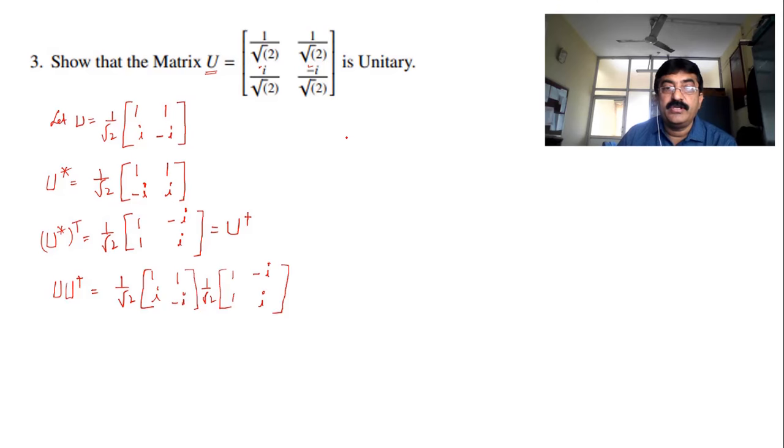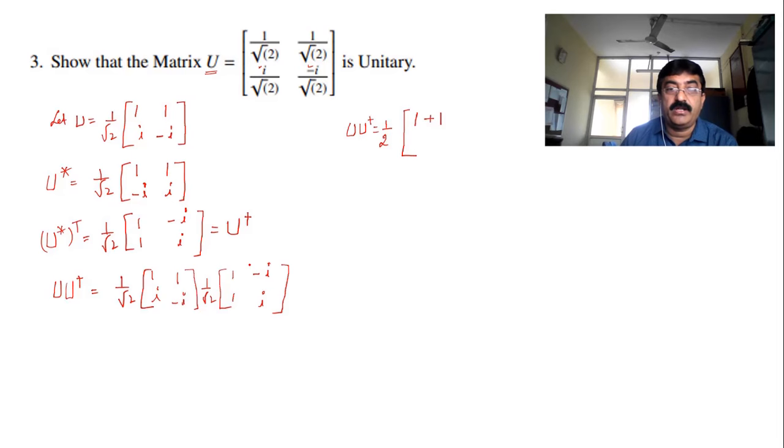I continue here. The product is 1 by 2, because it is 1 by root 2 into 1 by root 2. Into, simplify: 1 into 1 is 1. Next, plus 1 into 1 is 1. You must be very strong in matrix multiplication, so I hope you know all these things. Next, i into minus i, so the first element is generated.